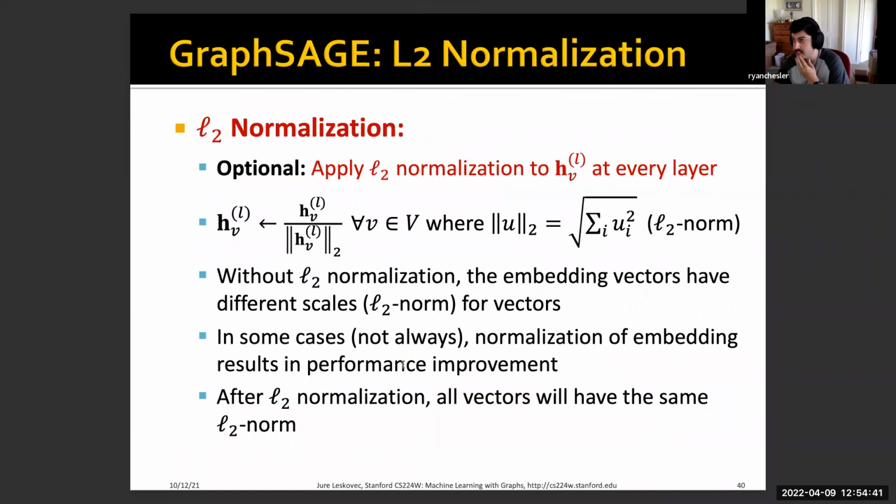Another thing that they introduce into the GraphSage algorithm is they add in the L2 norm. This is something you can optionally add on various different layers. Normalizing the outputs of the various nodes can make it so that they're scaled more consistently, and then that can help you pass information more effectively.